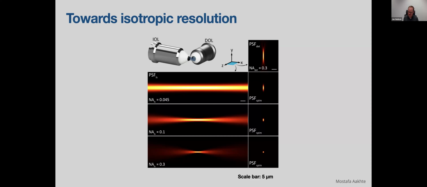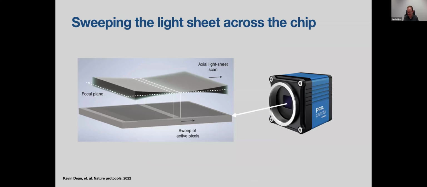And this would never allow you to image a large field of view, but you would end up with isotropic resolution. And so in order to make this useful, what you have to do is scan this light sheet back and forth and synchronize it with the rolling shutter of your camera. So you're only seeing the thin part of the sheet as it's being scanned across the field of view.